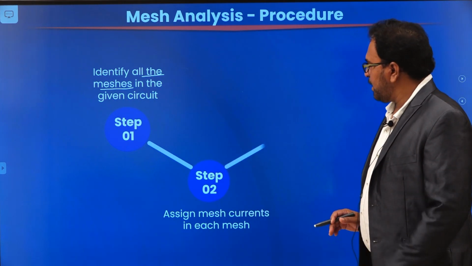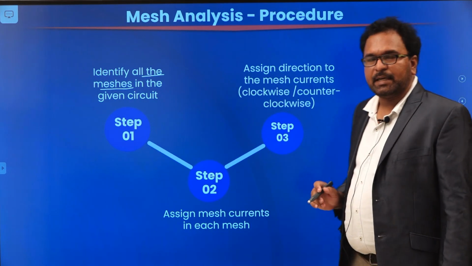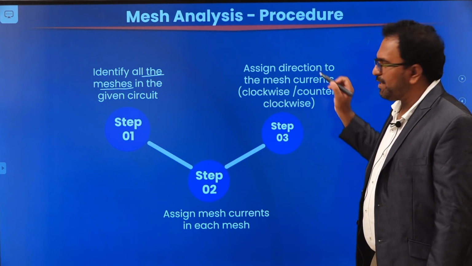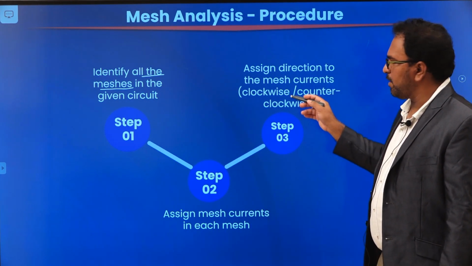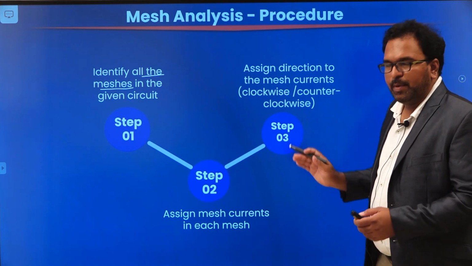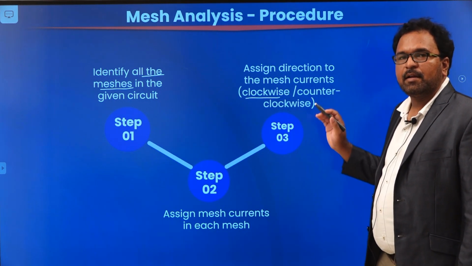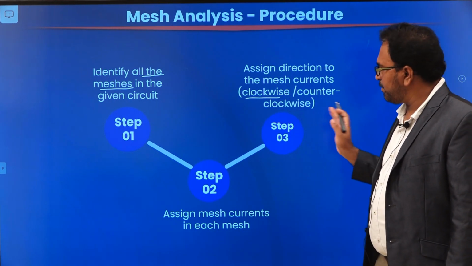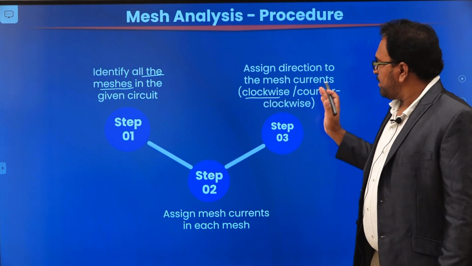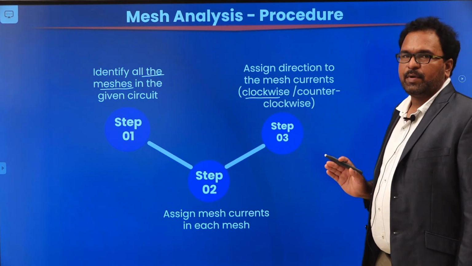Next, in step 3, you are going to assign a direction to the mesh current. Since they are loops or closed paths, we have to assign a direction. Generally, the direction must be either clockwise or counterclockwise in every mesh. So if there are two meshes, you have to assign either clockwise or anti-clockwise direction in both meshes. You can mix up the directions, but it is not advisable. So you have to choose either clockwise or counterclockwise.